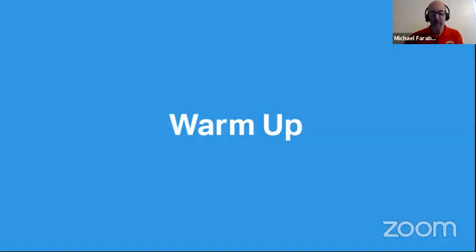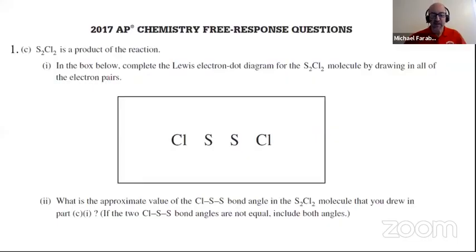For our warm-up problem today, the AP practice question from yesterday's lesson looks like this. We have a molecule, S2Cl2, that's 2 sulfurs and 2 chlorines. And in part 1 of this question, we have to complete the Lewis electron dot diagram for the molecule. So they've given us a skeleton, and we have to fill in all of the bonding pairs, which I will use as dashes, and non-bonding pairs, which I will use as dots.